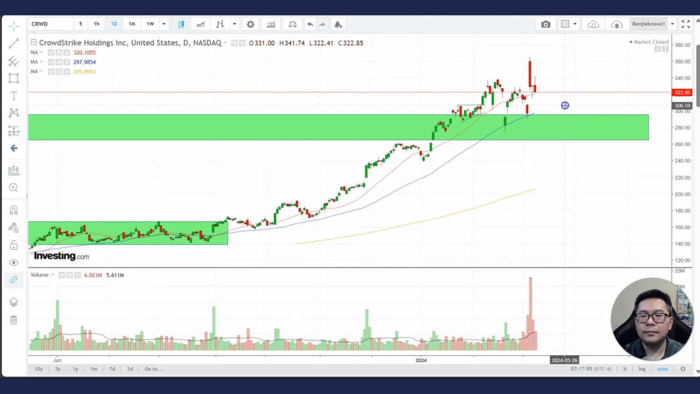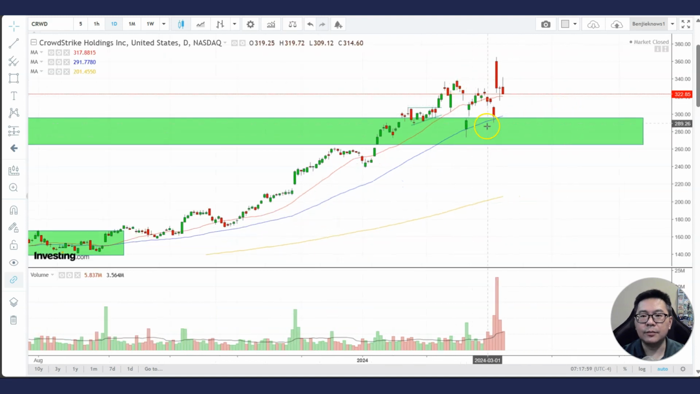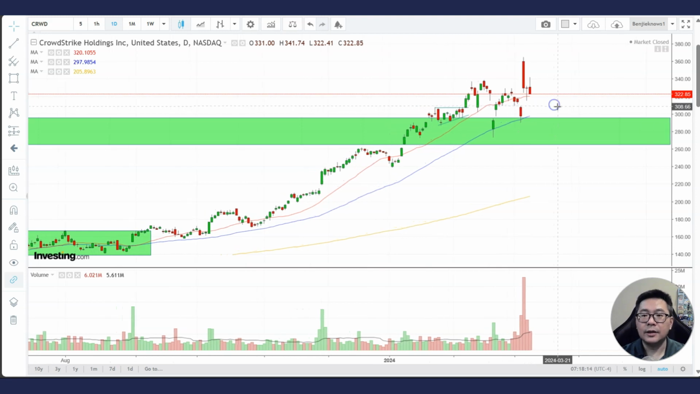So at this moment, always remember the support and resistance area and the 50 MA. You might want to wait for a more viable dip or a more beautiful continuation pattern to enter. But continue to stay bullish bias on this stock as long as it's above the areas that I mentioned, and of course the 50 MA as well.